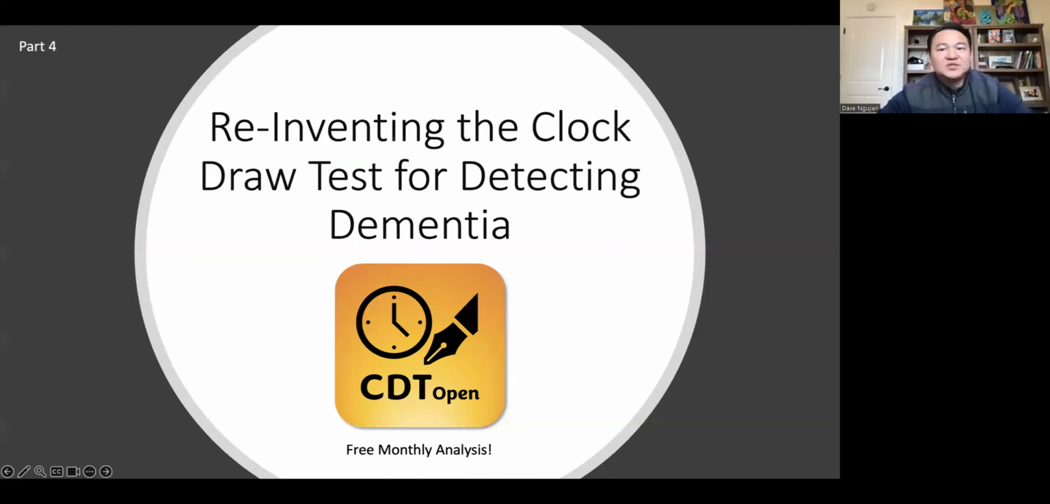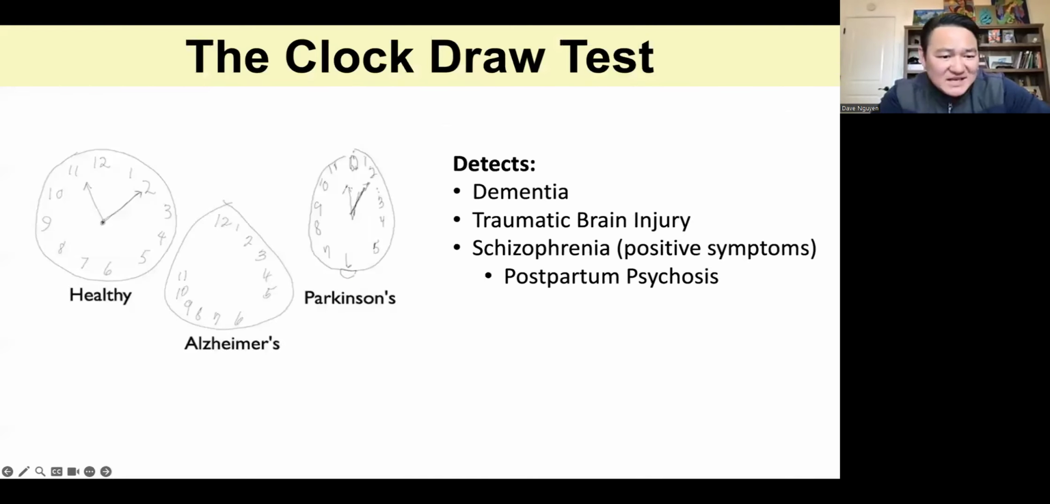Okay, now moving on to part 4, the last part of my presentation. So what we did was we applied Shape Genie, our shape analysis tool, to something called the clock draw test. And we created an app that allows people to use our clock draw test once a month to detect early signs of dementia.